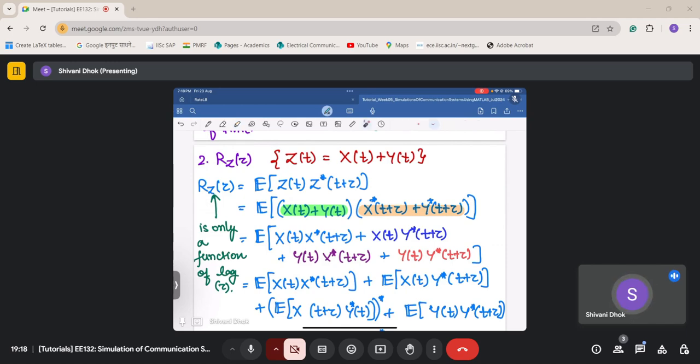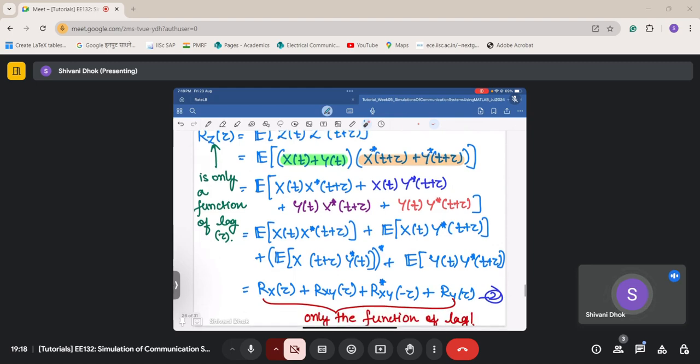Now here we have four terms, and each of them will get multiplied by every other term. By cross multiplying all of these, we'll get four terms. So xt will get multiplied by x conjugate of t plus tau, which results in the first term. Then xt will get multiplied by y conjugate of t plus tau, which results in the second term, that is xt into y conjugate of t plus tau. Then yt will get multiplied by x conjugate of t plus tau, which results in the third term. And then yt gets multiplied by y conjugate of t plus tau, which gives the fourth term. Then again using the linearity of expectation, we can separate the expectations for all of these terms.